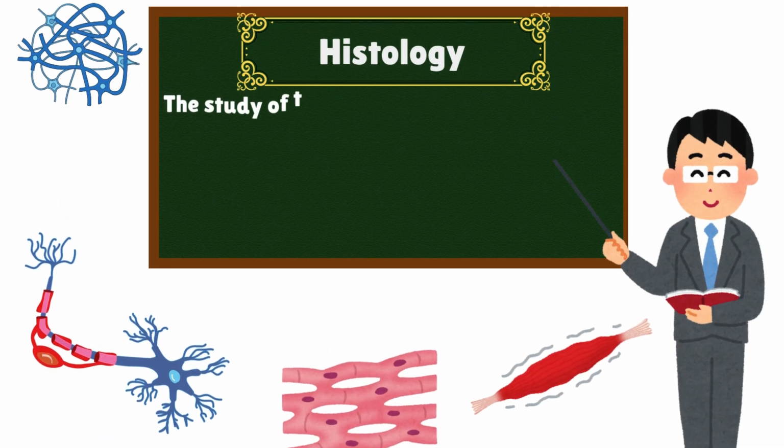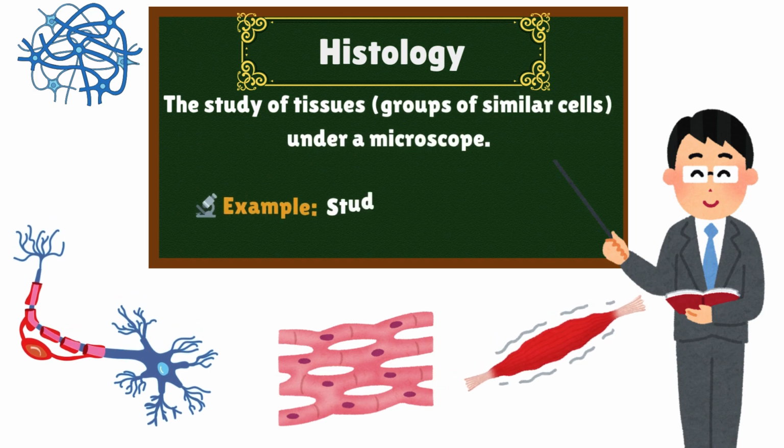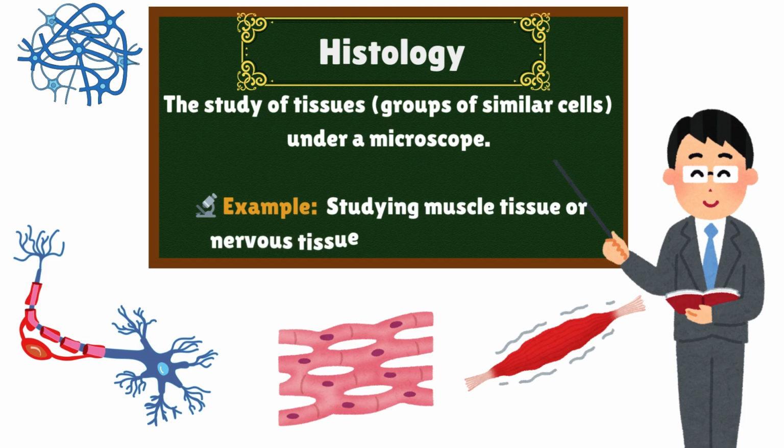Number 4, Histology. This is the study of tissues, groups of similar cells, under a microscope. For example, muscle tissue or skin tissue. Tiny cells working together as a team.